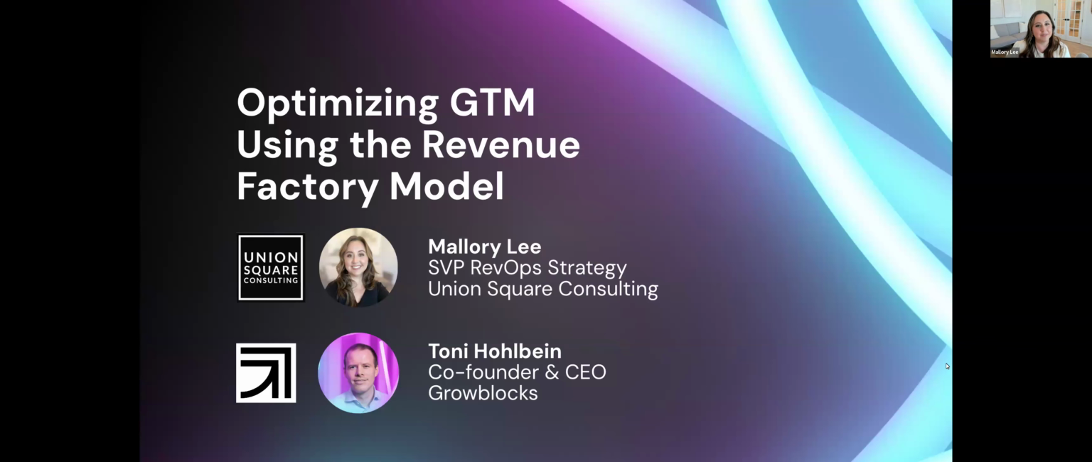We're going to talk about optimizing go-to-market using the tried and true revenue factory model. And I'm sure this is not the first time you've heard about the idea of a revenue factory, and it's been growing in popularity, I would say. Our goal today is to really just dig in and talk about what that means practically and maybe go one level deeper than you have before. So that's what we are going to do.